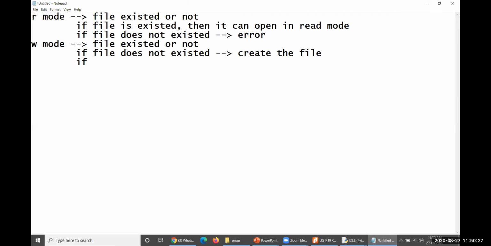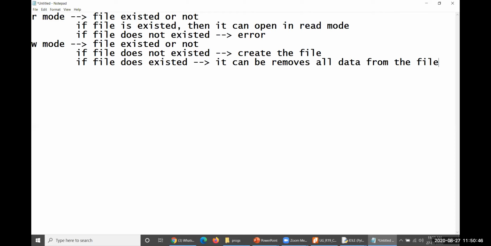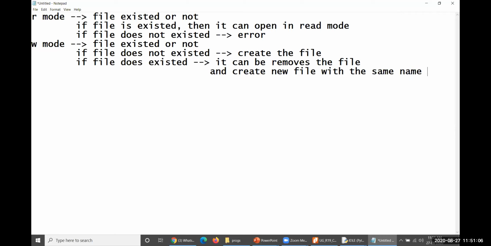Whereas if the file does exist, then what it does here is it removes all data from the file and creates a new file. It removes the file and creates a new file with the same name. First of all, it must remove the file. Whatever content you have, that total data will be removed. That file will be completely removed. After removing, it creates a new file with the same name, whatever name you have given.